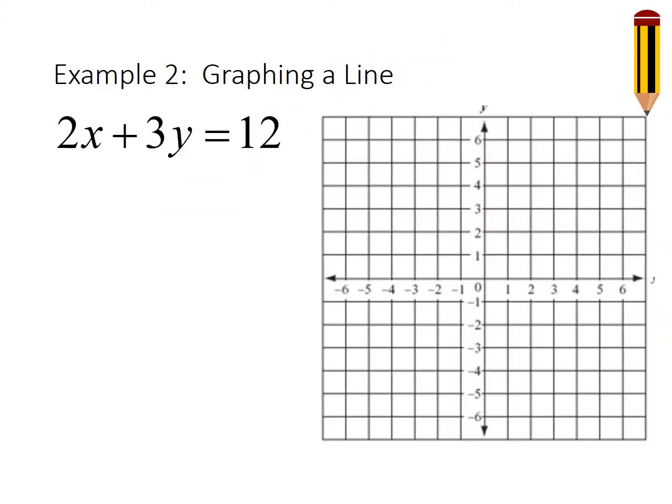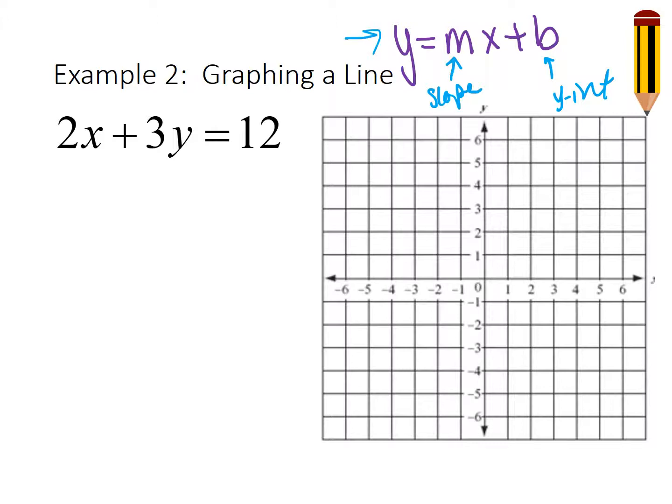And then last but not least, let's talk about how to graph a line. When we graph lines, we use the equation y is equal to mx plus b, where m is your slope, rise over run, and b is your y-intercept, or where it's crossing the y-axis. So currently, my equation is 2x plus 3y is equal to 12. Well, that does not look like this form right here. We need to figure out how to get it to that form, and how we're going to do that is solve for y. We have to get y all by himself.